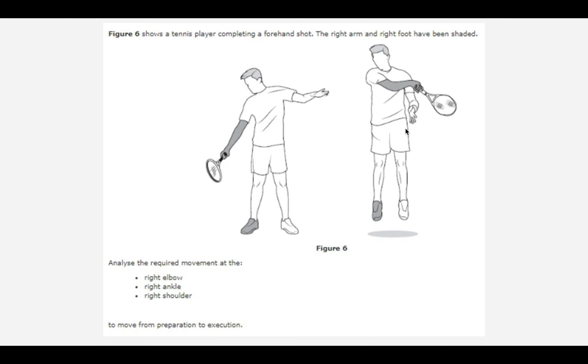This picture shows a tennis player completing a forehand shot. The right arm and right foot have been shaded. Analyse the required movement at the elbow, ankle and shoulder. So we have to be able to identify what type of joint it is, the articulating bones of that joint, what movement is taking place from preparation to execution, what muscle has created which movement, which muscle is the agonist, which muscle is the antagonist, as well as what plane of movement this takes place in, and the muscular contraction type taking place.